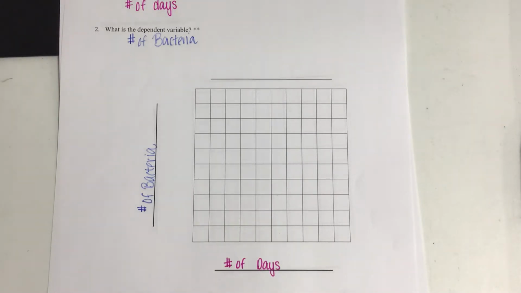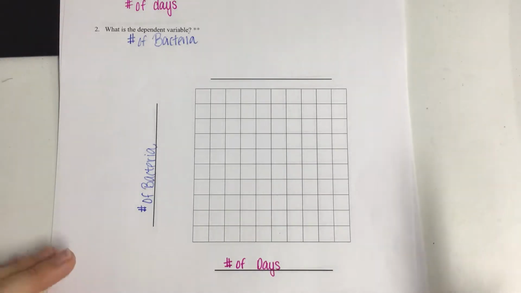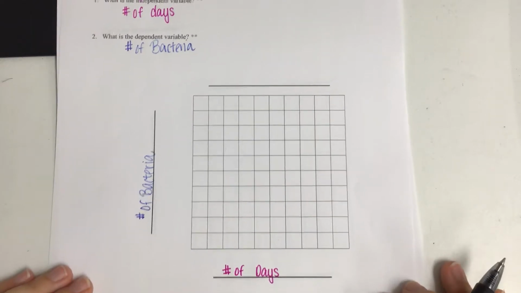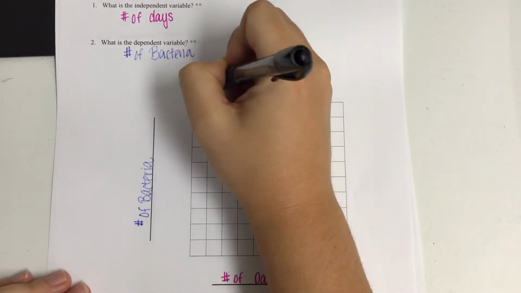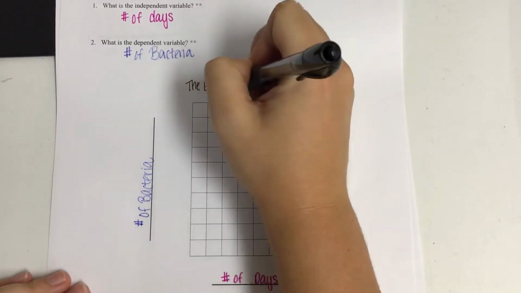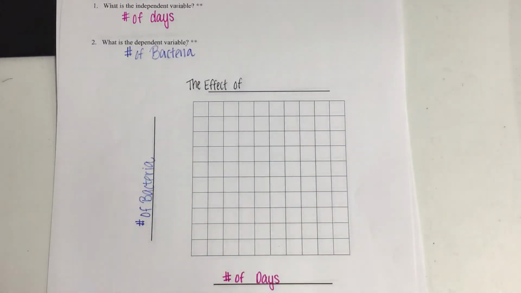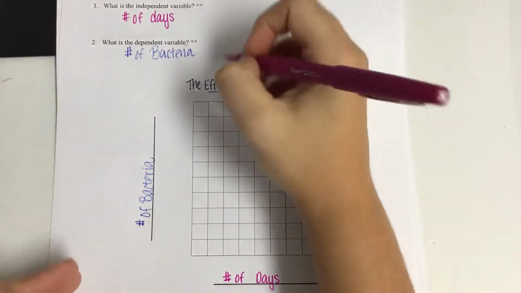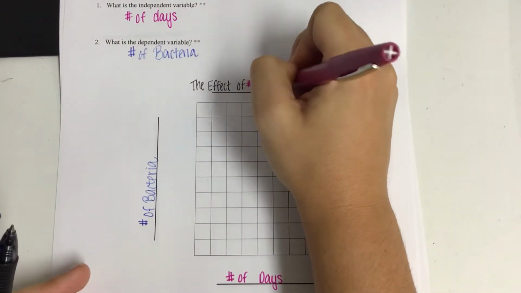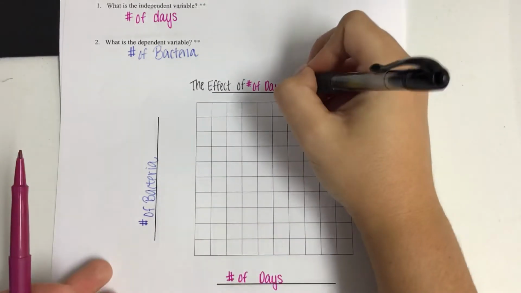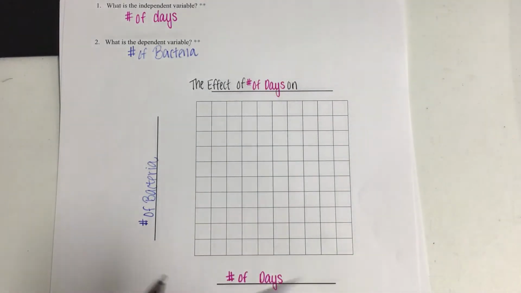Okay, we'll go ahead and do our title next. So we have the effect of independent on dependent. So our title is going to be the effect of independent, which is number of days, on the number of bacteria.